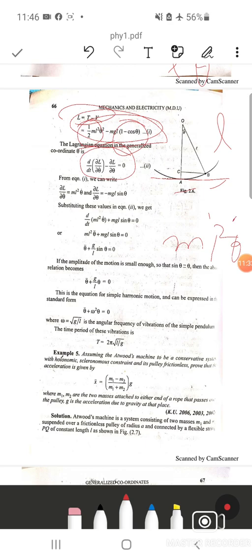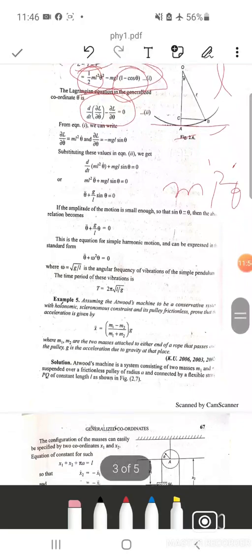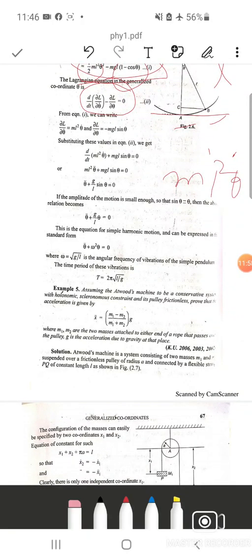Similarly, curl L by curl theta will be equal to minus mgL, and taking the derivative of cos gives a minus sign, so minus minus plus, then minus mgL sin theta. Then putting these values in equation 2, we will get d by dt of mL square theta dot plus mgL sin theta is equal to mL square theta double dot, that is the double derivative of theta with respect to time, and this represents the angular oscillation. This is equal to mgL sin theta. Then we can cancel m as well as L square, then theta double dot will be equal to g by L sin theta.